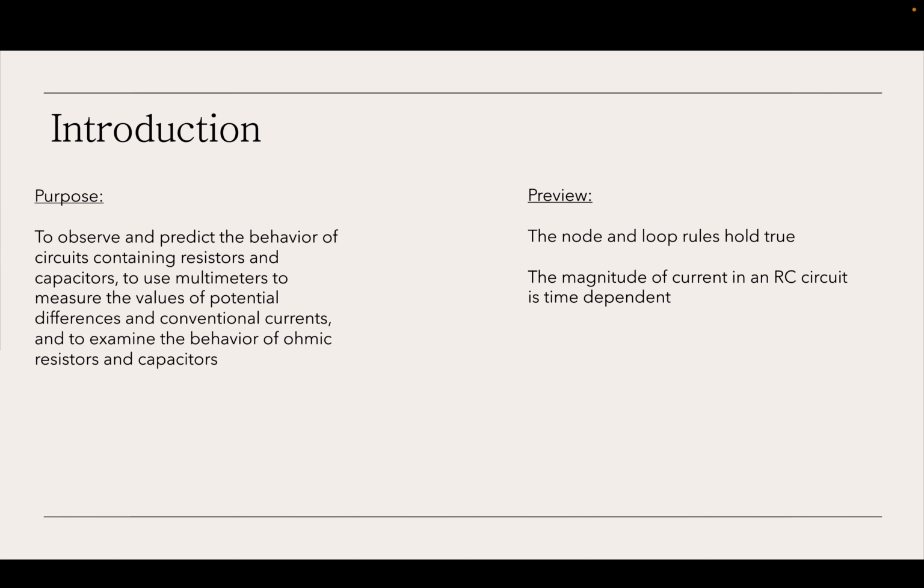Introduction. The purpose of this lab is to observe and predict the behavior of circuits containing resistors and capacitors, to use multimeters to measure the values of potential differences and conventional currents, and to examine the behavior of ohmic resistors and capacitors. The preview: the node and loop rules hold true, and additionally we see that the magnitude of current in an RC circuit is time dependent.